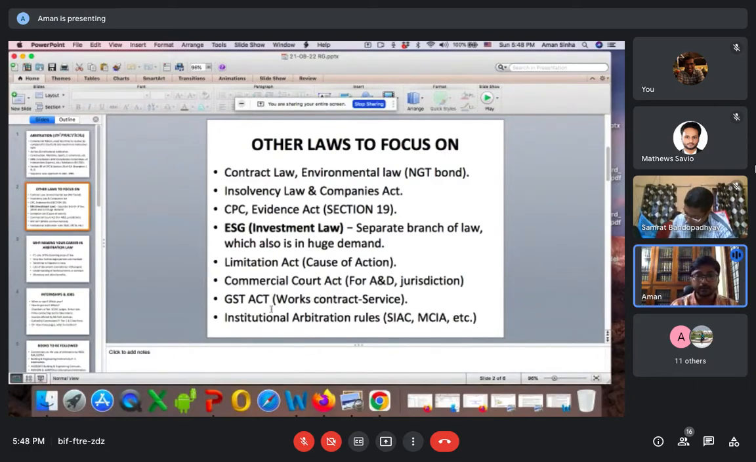Another thing is institutional arbitration rules, because they have their own rules. And mind you, I should have told you before that all of this is taken from the UNCITRAL Model Law. If you look into the preamble of the Arbitration and Conciliation Act, it is given there, that the 1996 Act has been based on the 1985 Model Law of the UNCITRAL. Then in 2005 an amendment happened in that Model Law, and in India there have been three amendments, in 2015, 2019, and 2021.